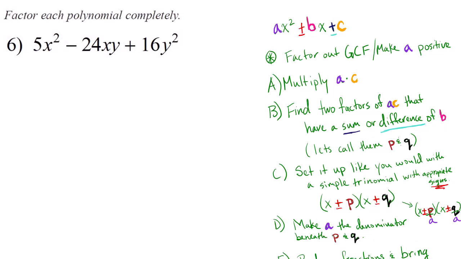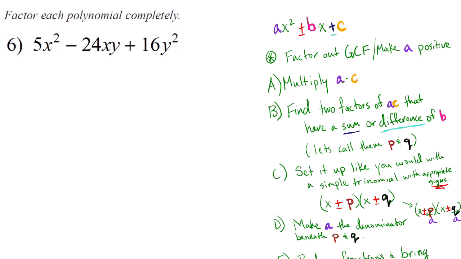All right, here's another one. So same process, right? We have a situation where we have a complex quadratic. We see that a is bigger than 1, and we can't do anything about it, right? We can't factor out a GCF in this case because 5, 24, and 16 don't have any common factors, and there are no variables in common, so we're stuck with that, right?